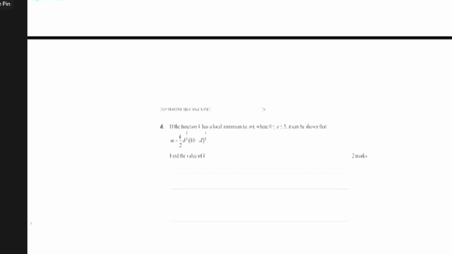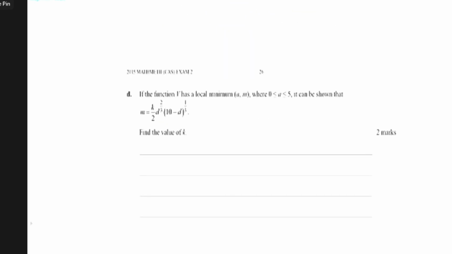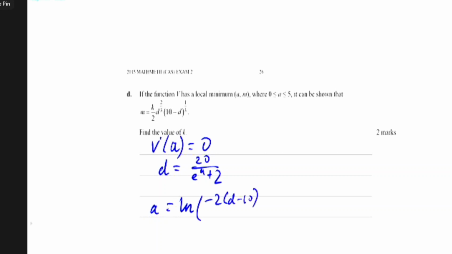Again, last question. So here the function has a local minimum at a, so v dash of a is equal to 0. So then you solve for d, and you get d is equal to 20 on e^a plus 2. I rearranged to find what a is. A is equal to ln of (minus 2d minus 10) over d. And then I just subbed that into v.